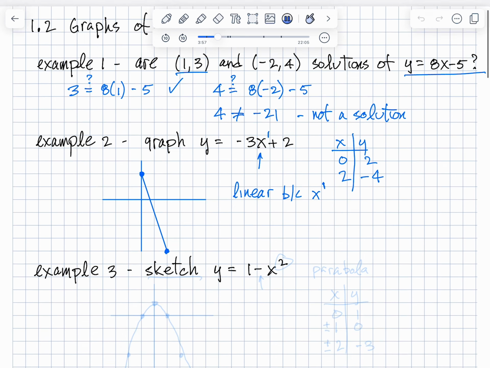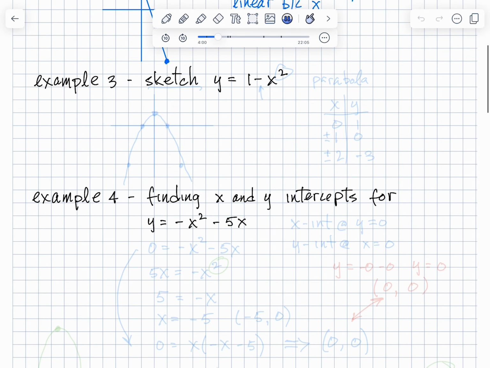Okay, next example, sketch y equals 1 minus x squared. Well, we know it's a parabola because of the x squared term. We also know that the coefficient is negative, so this is going to open down. So let's just do our xy table again. Choose an easy value for x. When x is 0, y is 1.